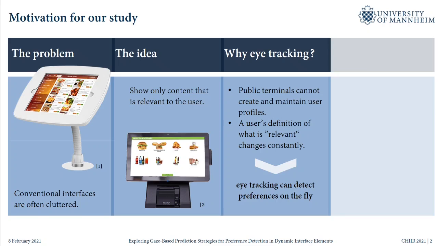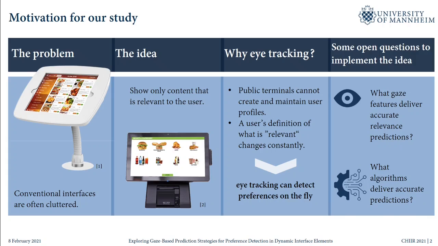The idea now is to use eye tracking to predict what is relevant to one specific user at one specific moment. But in order to make predictions, we first have to process the gaze data. This requires two steps. First, we have to extract the gaze features, and second, we have to feed these features into the actual prediction algorithm.